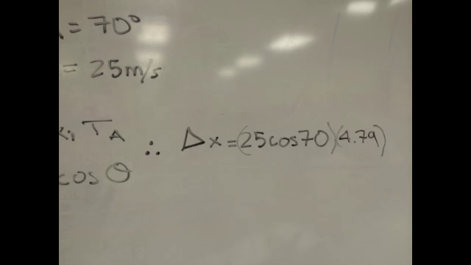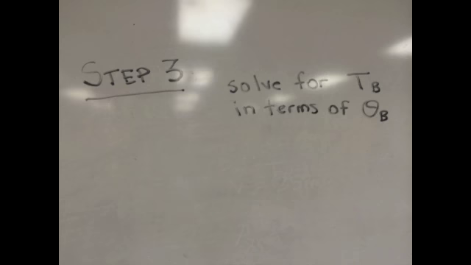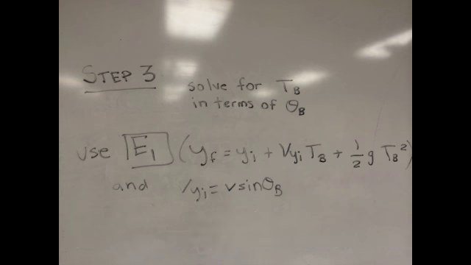Now plug in all your givens. Plug in 25 for V and 70 for theta. Plug in 4.79 for Ta and solve. When you plug this equation into your calculator, you should find that delta x equals 41 meters. Step 3 is now to solve for time B in terms of theta B. We'll be using similar equations to steps 1 and 2, except in the case of E1, Ta is changed to Tb. In the case of Vy initial, theta A is changed to theta B.